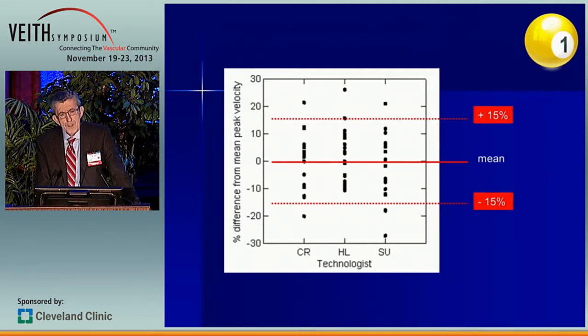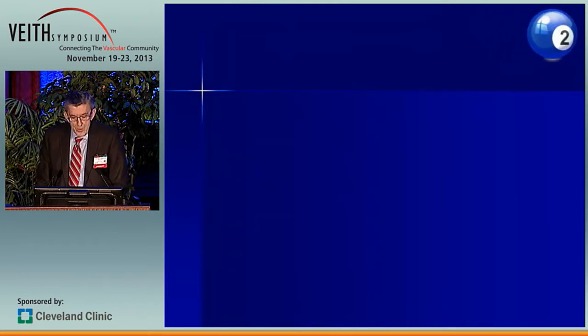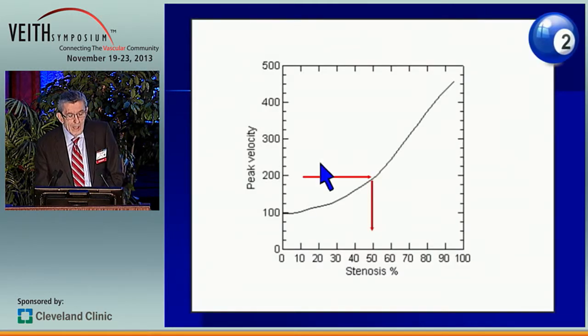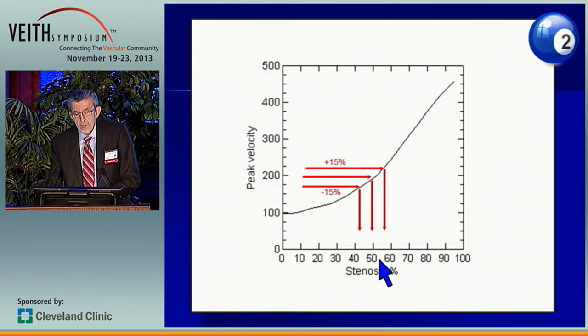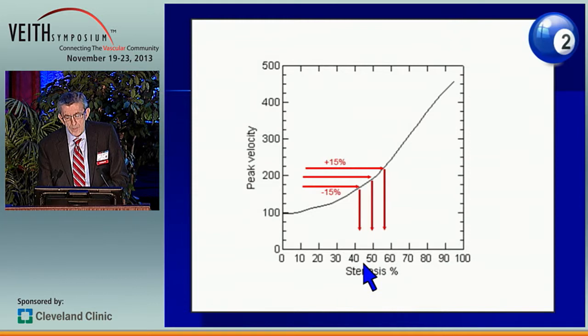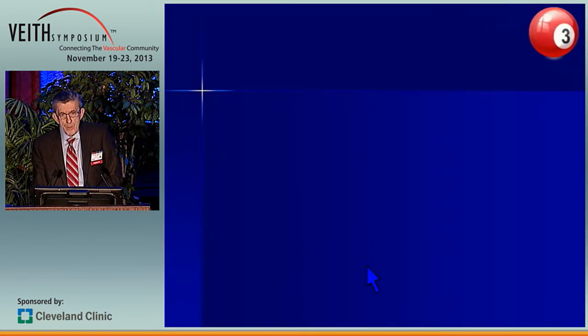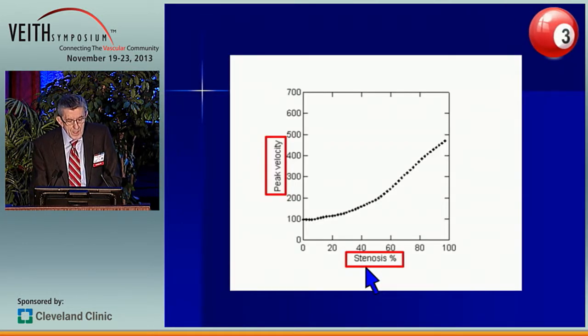If we take that 15% as what is capable in a perfect situation, and we then extrapolate it to the data that we have, this is our graph, peak velocity on this axis, stenosis on this axis. In that case, with that error, we would see that the stenosis measurements, if indeed the mean was 200, would vary between 40 and roughly 60%. Of course, I'm sure your results are going to be better than these.